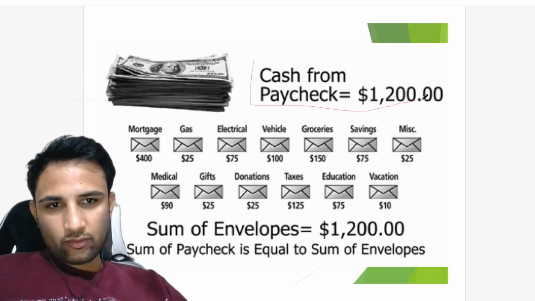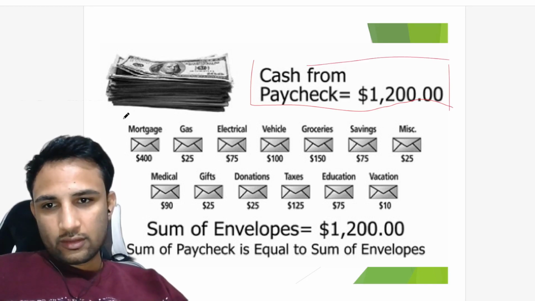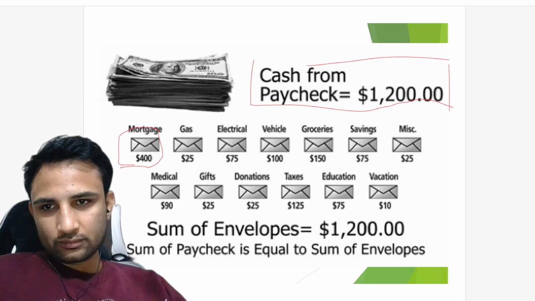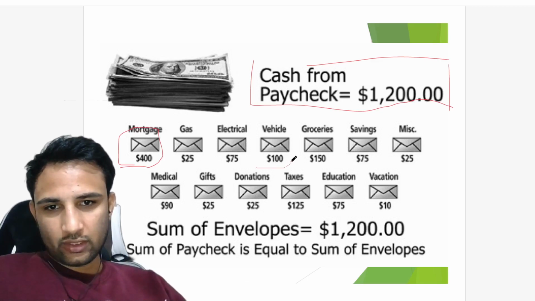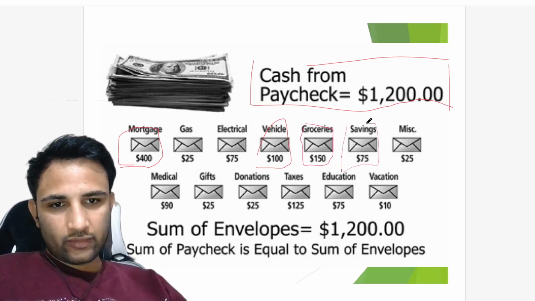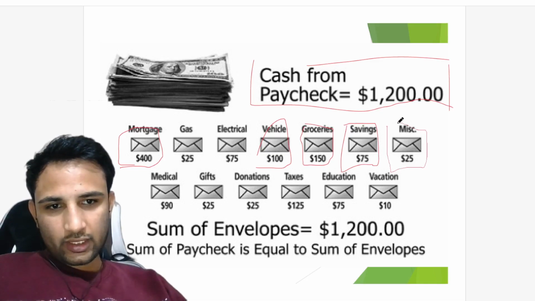So let's say we have cash from a paycheck that is worth $1,200. That is a week's earning. From that $1,200, we will take out $400 for mortgage, $25 for gas, and $75 for electricity. For vehicle, we will take about $100. For groceries, we have $150. For savings, we will take out $75. For miscellaneous expenses, $25. For medical, again, we have $90.